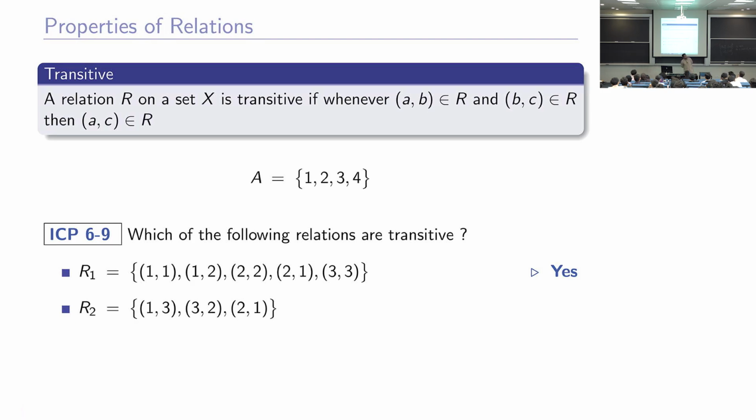Is there any other flaw, any other problem with this which makes it not transitive? Why should 2, 3 be there? 2 is related to 1 and 1 is related to 3. That's why 2, 3 must also be there for this relation to be transitive. So that is violated.